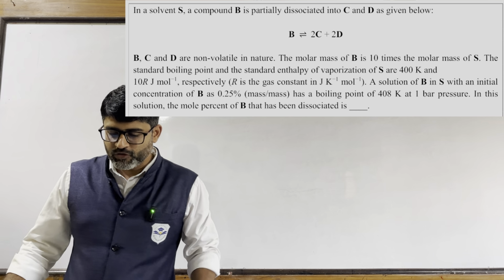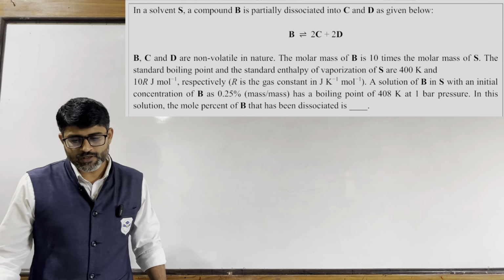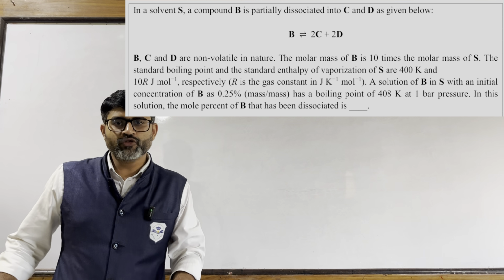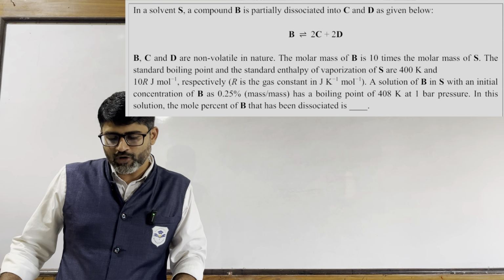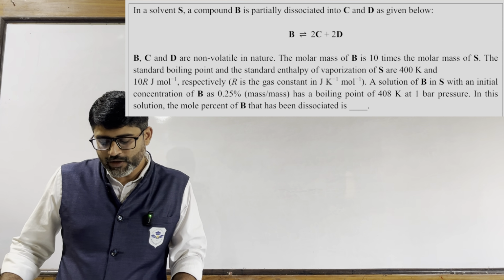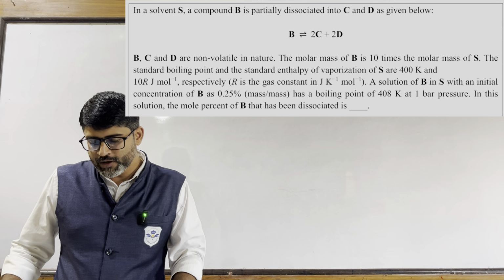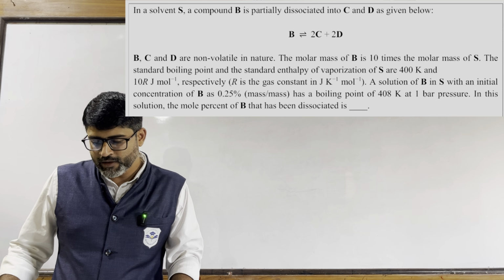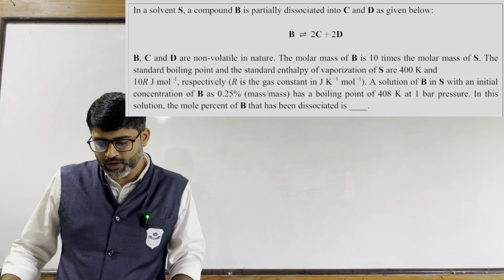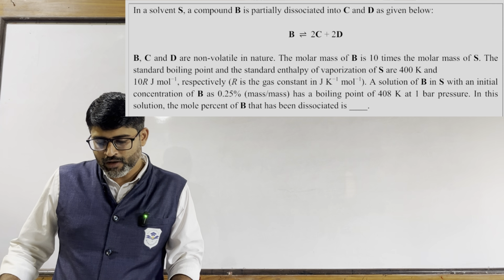Hello student, this is a question from JEE Advanced 2026. This question is from the chapter Liquid Solutions, or simply Solutions. The question is: in a solvent S, a compound B is partially dissociated into C and D as given below, B giving 2C plus 2D. B, C and D are non-volatile in nature.